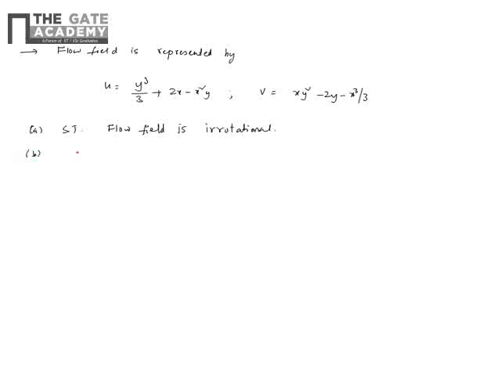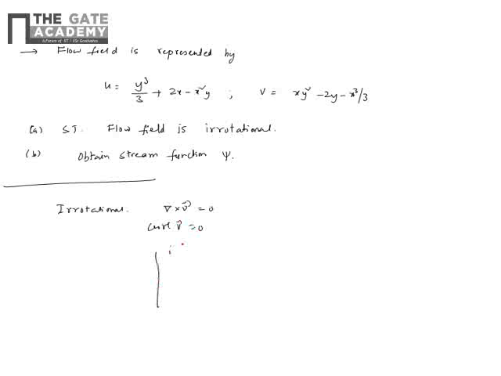and the second is obtain the stream function psi. These are the two questions. Okay, so first we have to show whether the flow field is irrotational or not. For irrotational, your curl, del cross v, is 0. And how do you find out curl?